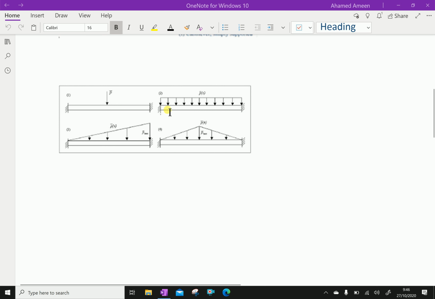Next one, it's a fixed beam, but the load is uniformly distributed, which means at each meter length of the beam the load is the same. Everywhere the load is evenly distributed.